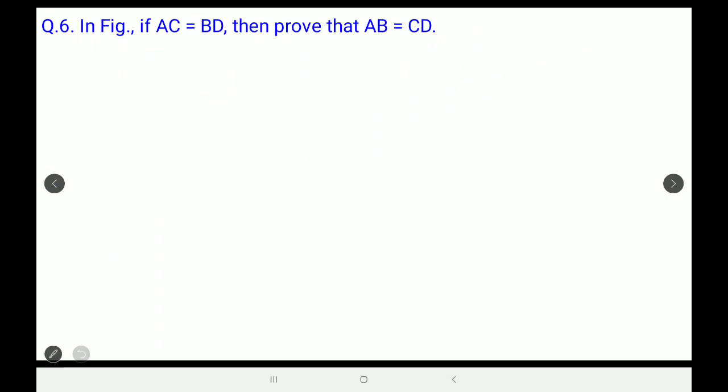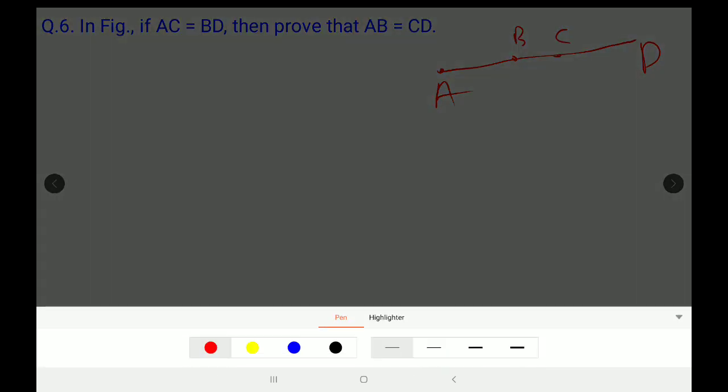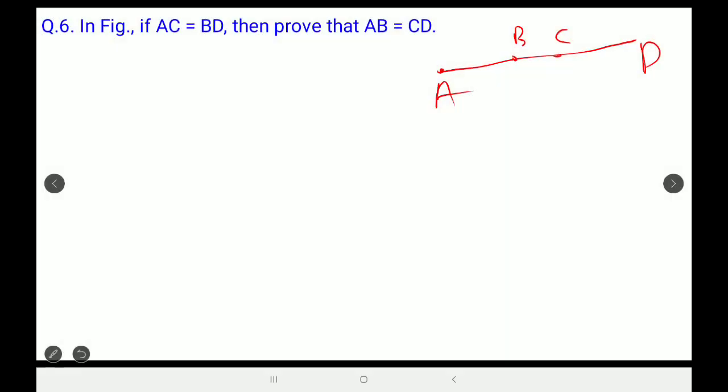Question number 6. In the sixth question, one figure is given. Let's draw. The figure is given like this: A, D, and in between, B and C are given. In the figure, AC equal to BD is given. This part is AC, this part is BD. AC equal to BD is given, and we have to prove that AB equal to CD.